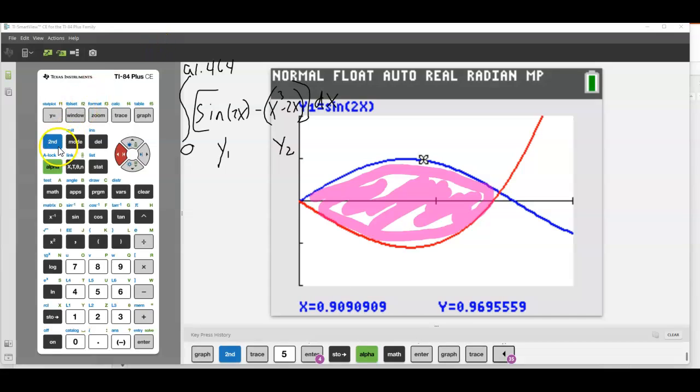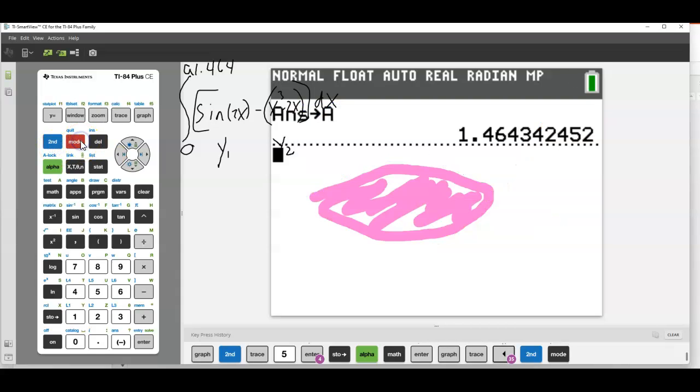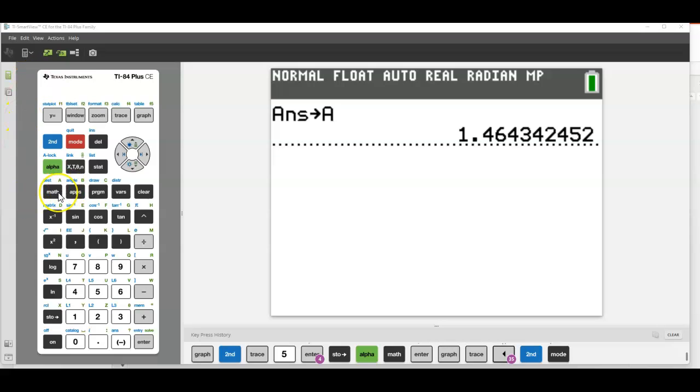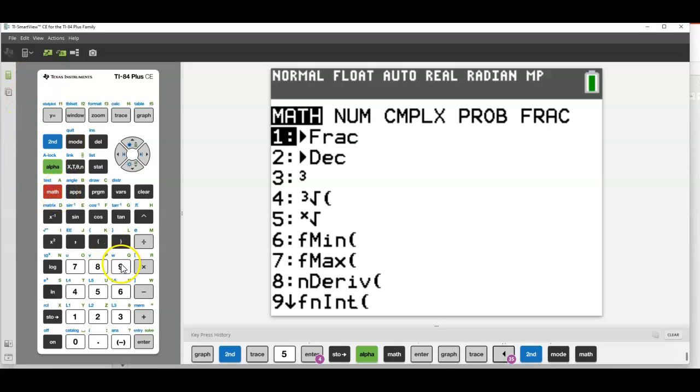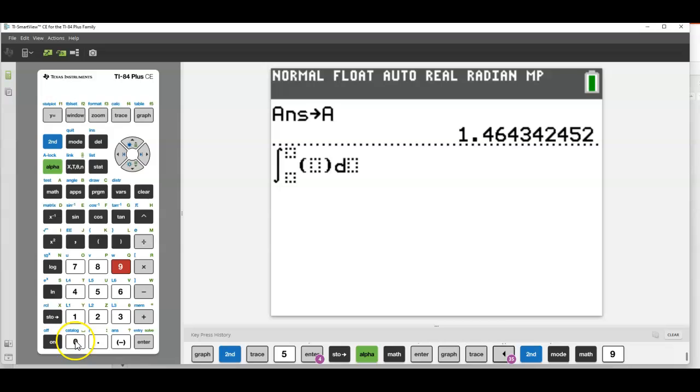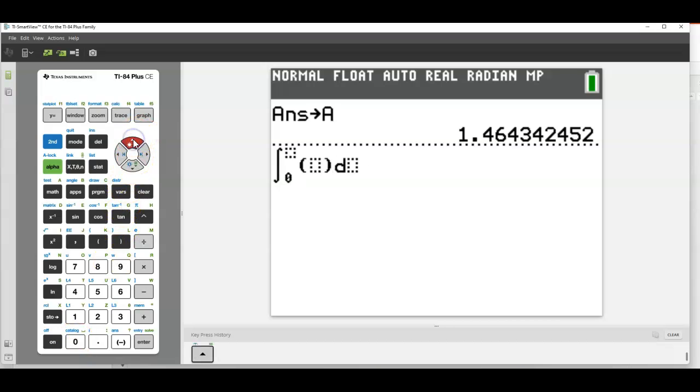So let's go ahead and go back to our home screen, and we're going to type all that stuff in now. So we're going to do the integral. So math 9. We're going from 0 up to a. So you could put 1.464 here, but it will be slightly off, and that might cost you a point. So I'm going to do alpha a. That way it's got the exact intersection value there.